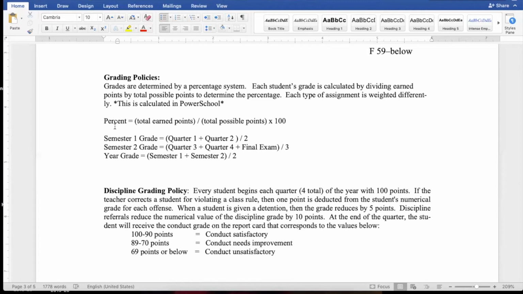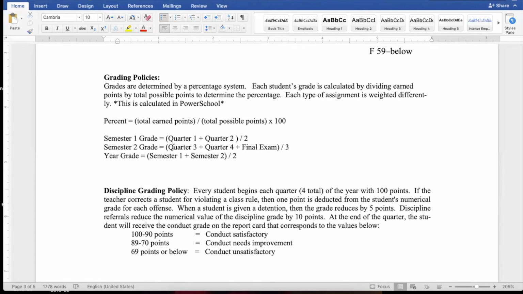So, percent is total earned points divided by total possible points. Meaning if an assignment was worth 10 points, but you only earned 5, that is 5 points divided by a possible 10 points. And then times 100 to make it a percent.